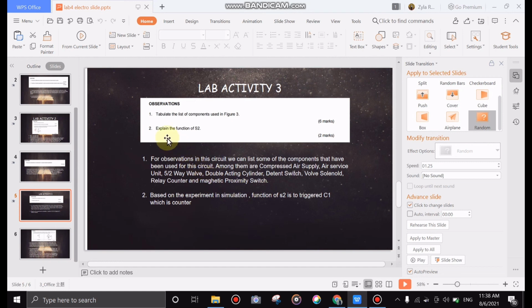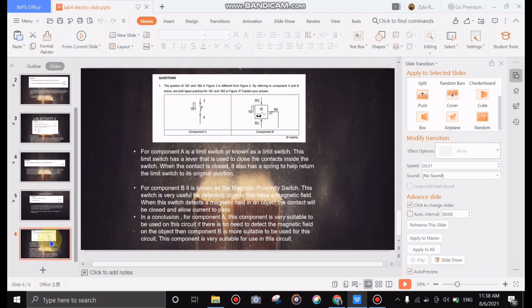Okay, and explain the function of S2. Based on the experiment in simulation, the function of S2 is to trigger C1, which is the counter. And the last question is, the position of 1B1 and 1B2 in figure 3 is different from figure 2. By referring to component A and B below, are both types practical for 1B1 and 1B2 in figure 3?